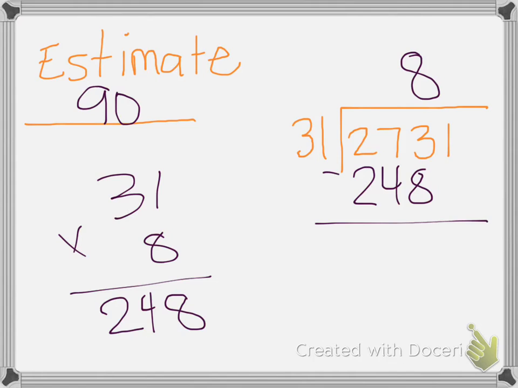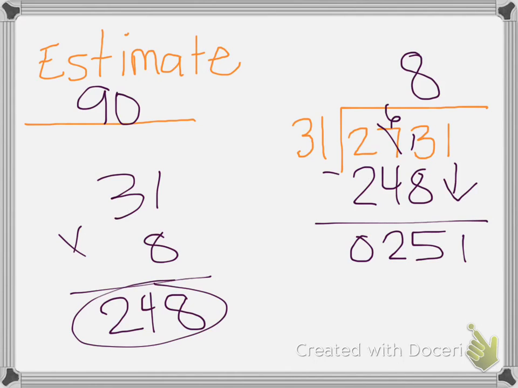Now I subtract. 3 minus 8 you can't do, so you have to borrow. 13 minus 8, 5. 6 minus 4 is 2. Then bring down the 1. Now I have to see how many times 31 can go into 251. So I know 8 times is 258, so it goes in again about 8 times.